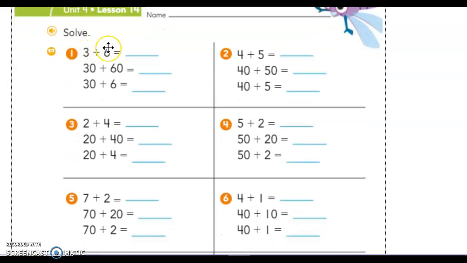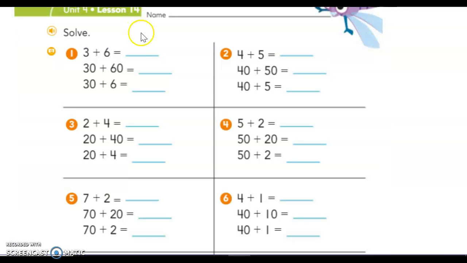So we have 3 plus 6. So right now we're adding just ones. Okay, 6 and 3 more, that's 9. Okay, now on the next one we have 30 plus 60. Now we're adding tens. Okay, and we know that 3 plus 6 can help us solve 30 plus 60 because we're just putting that 0 on the end.